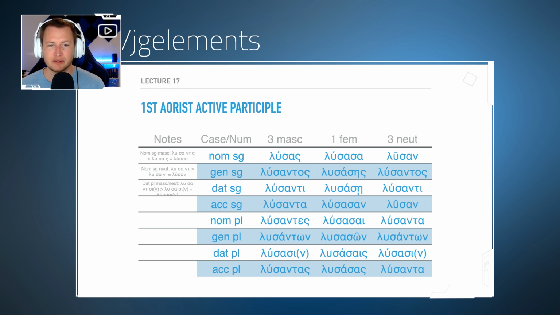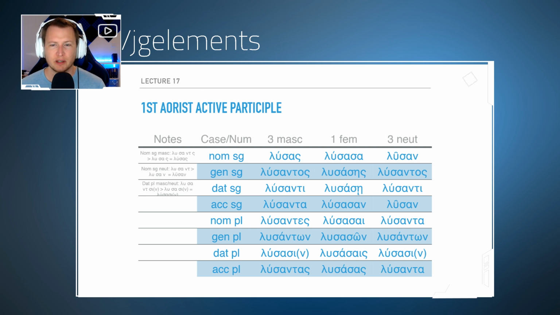So then what happens is the tav just drops off, but it retains the ni. Okay, lisan. And then the same thing applies in the accusative singular, okay? So there you have it. That is the third masculine, and that covers also the third neuter.